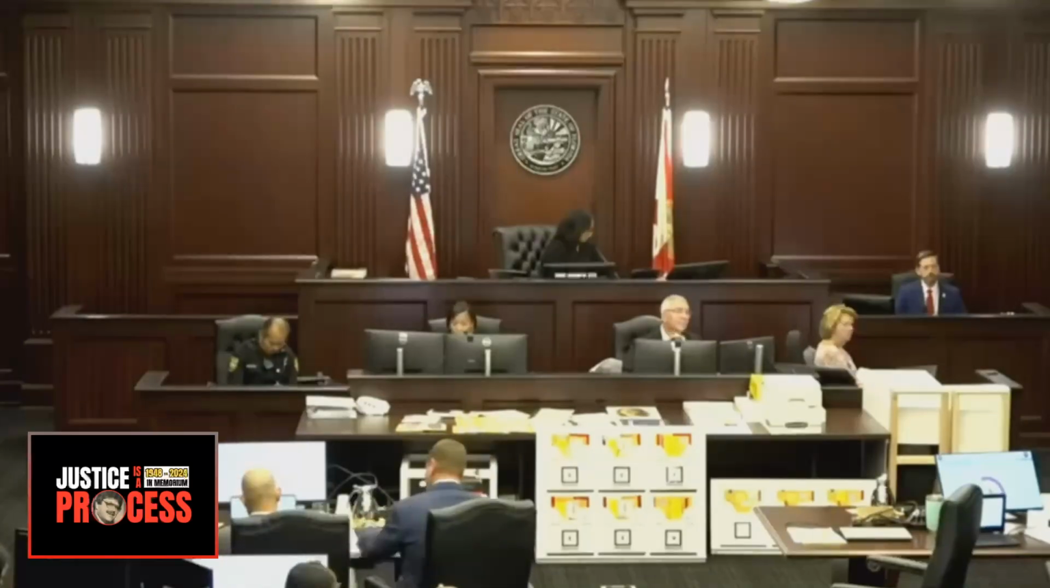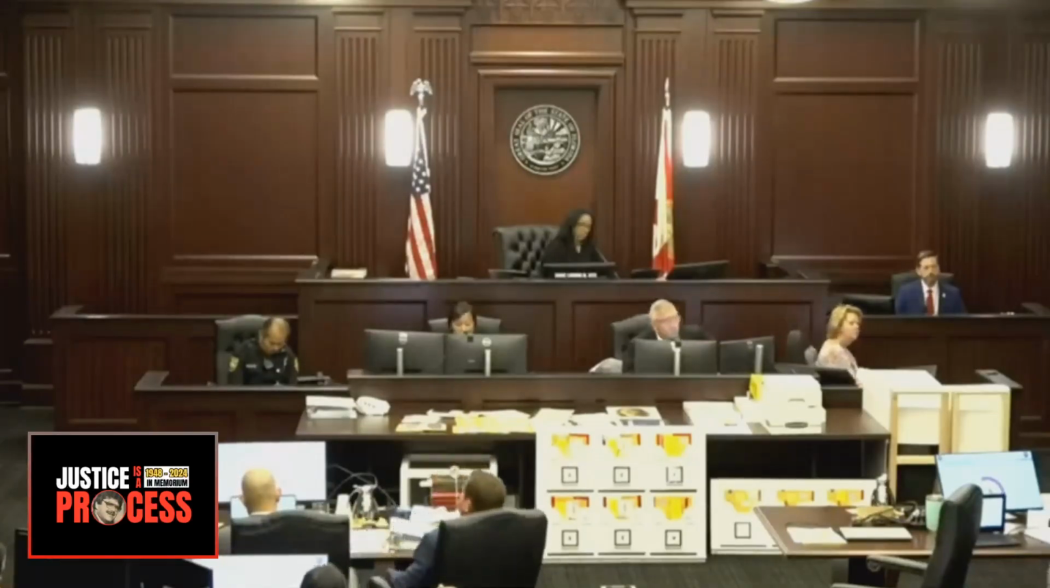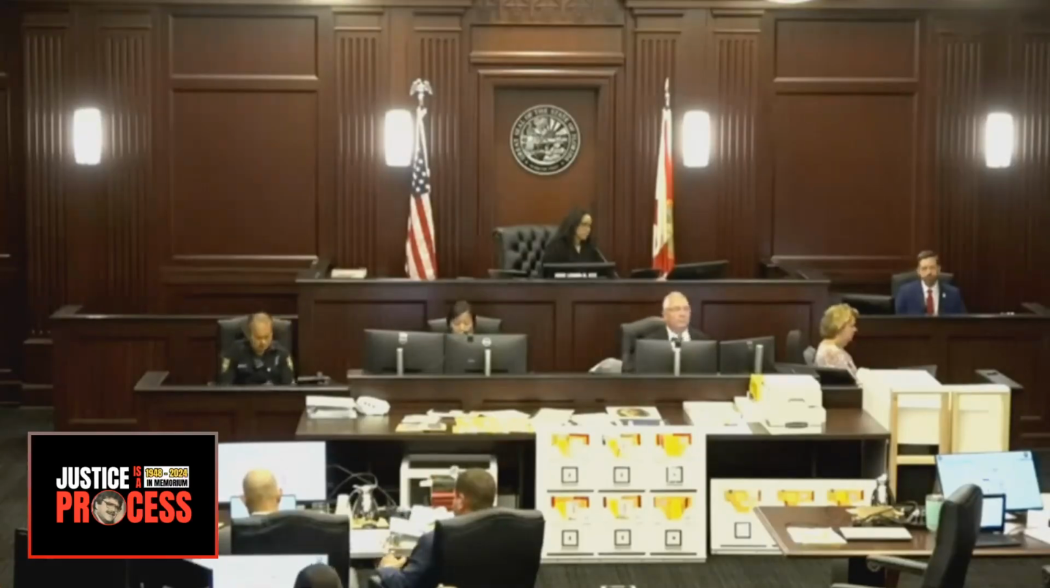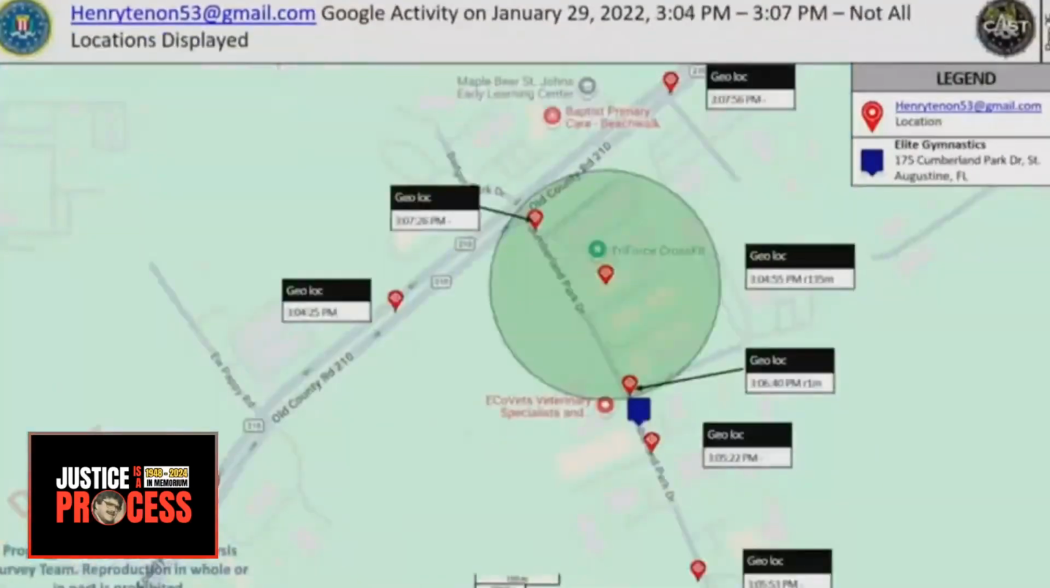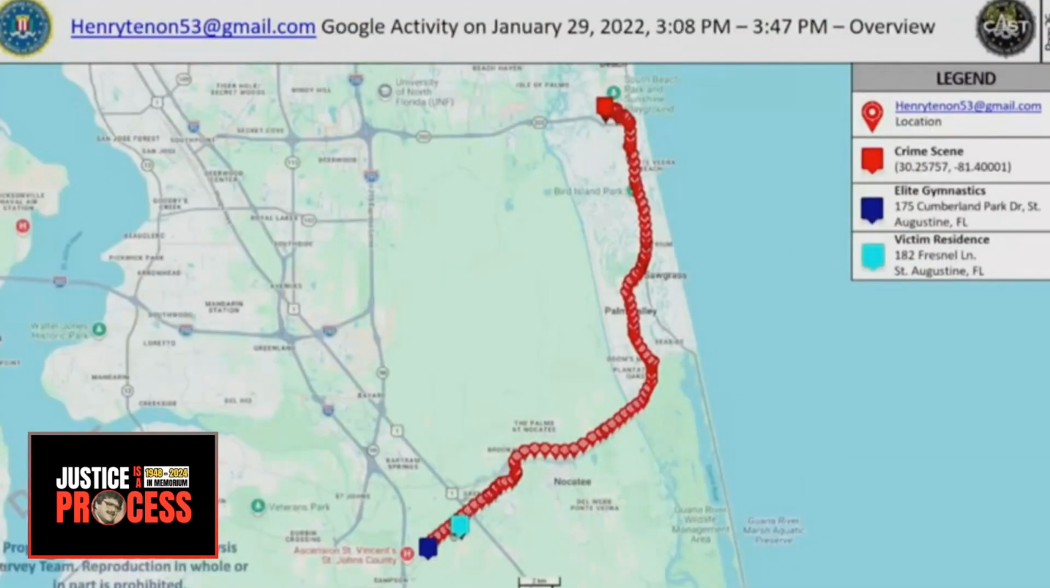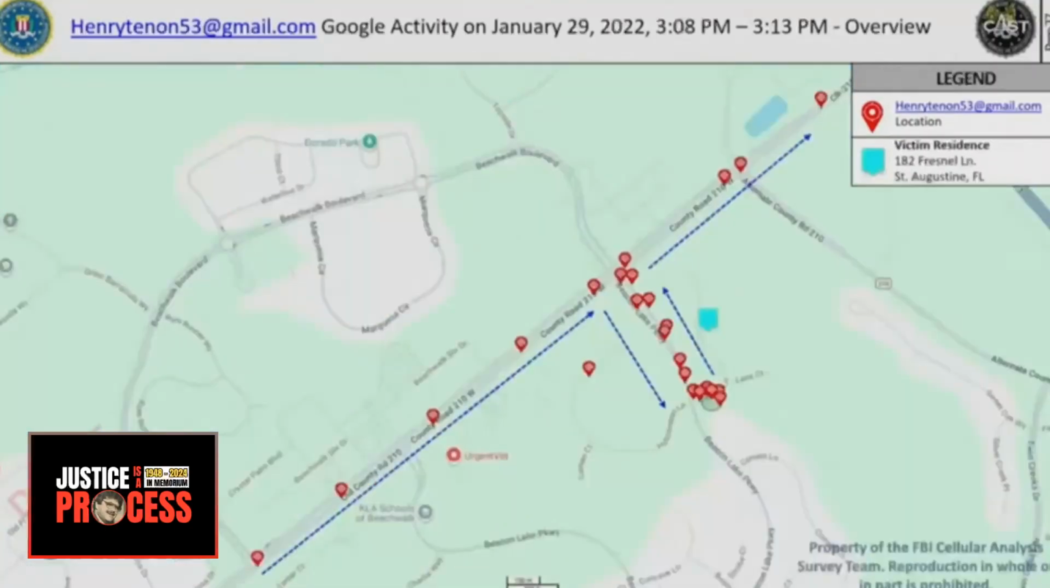All right, Agent Blythe. So we took a short break. Let's just, top to bottom, just a short recap. January 29th. We have indication that Mr. Tenon's devices traveled from 5239 Potomac down to the Nocatee area, past two areas of interest to include elite gymnastics, and onto Fresnel Lane, which is the same lane where the victim's residence was indicated to you.